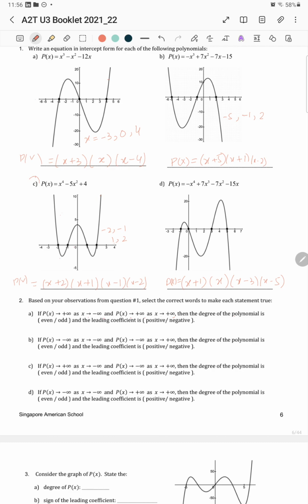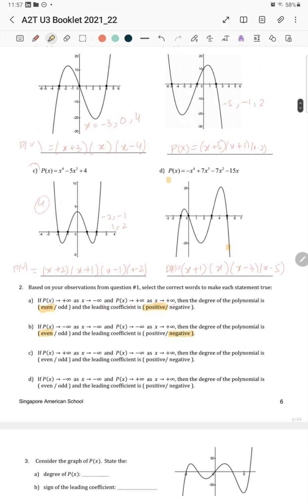The degree of the polynomial is 1, 2, 3, 4, that is even, and the leading coefficient is positive. If p of x is negative infinity and x is negative infinity, p of x is negative infinity, x is positive infinity, and the degree of the polynomial, talking about option D, the degree of the polynomial is again even and the leading coefficient is negative.